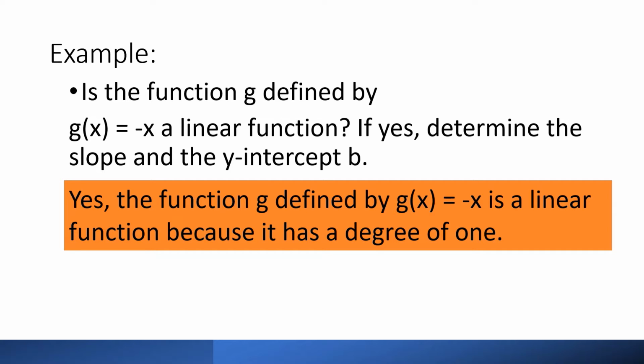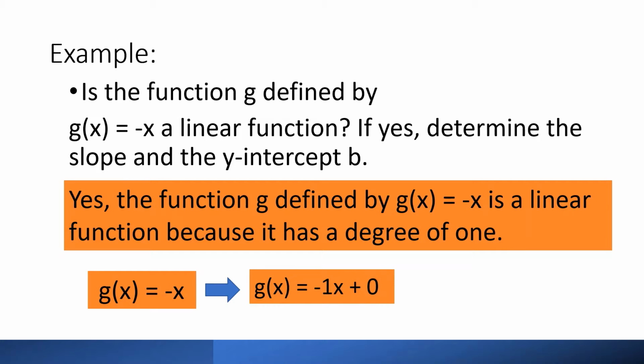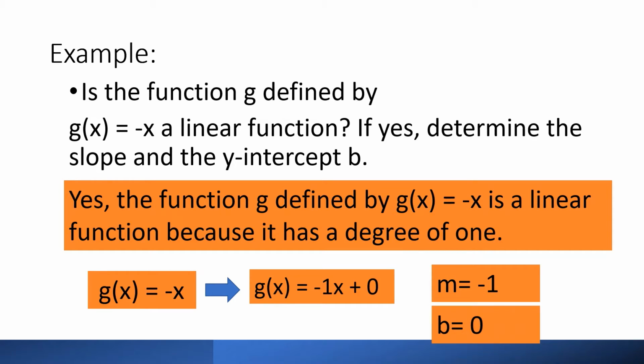To determine the slope and the y-intercept, g of x equals negative x can be written as g of x equals negative 1x plus 0. So, the slope is negative 1 and the y-intercept is 0.